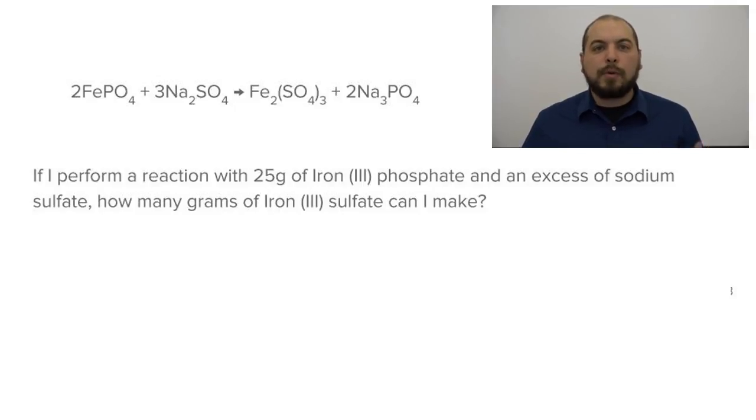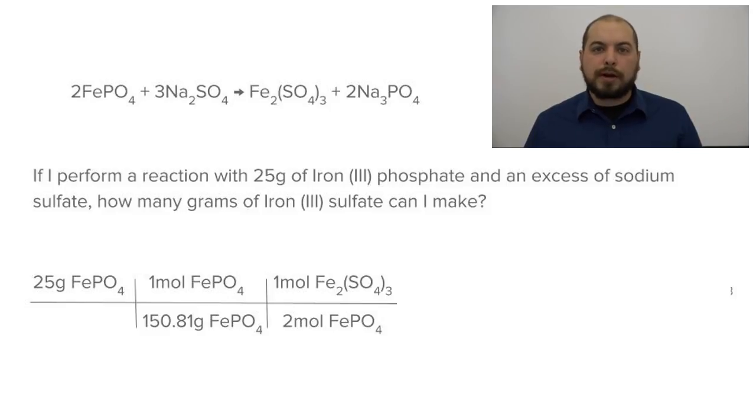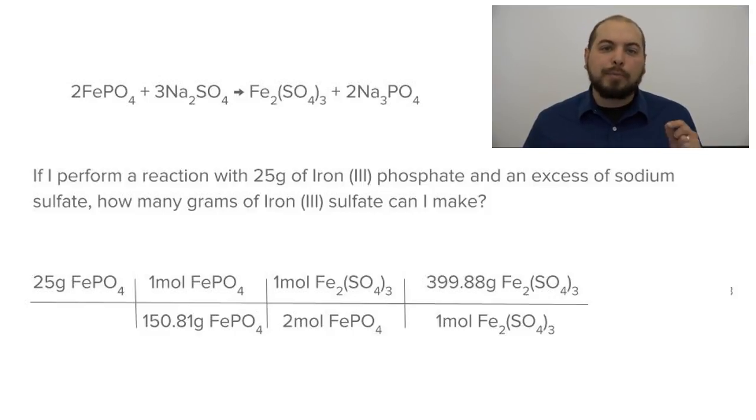In order to solve this problem, we're going to solve for the theoretical yield of our iron sulfate using stoichiometry. So we take our 25 grams of our iron 3 phosphate, divide by the molar mass of iron 3 phosphate, which is 150.81 grams per mole. Then we're going to multiply by our mole ratio of iron sulfate to iron phosphate. This is 1 mole of iron sulfate to 2 moles of iron phosphate, followed by multiplying by the molar mass of our iron sulfate, which is 399.88 grams for every 1 mole.